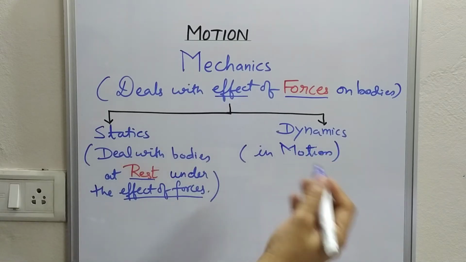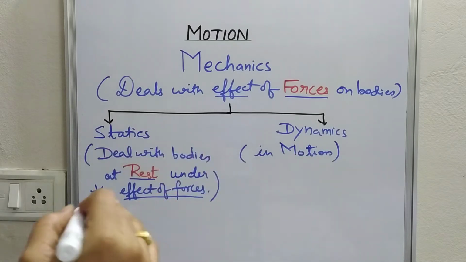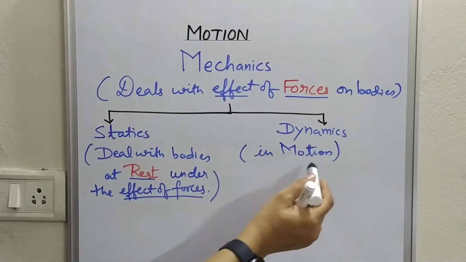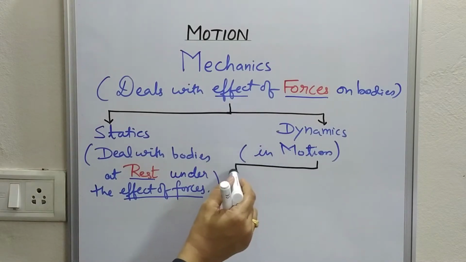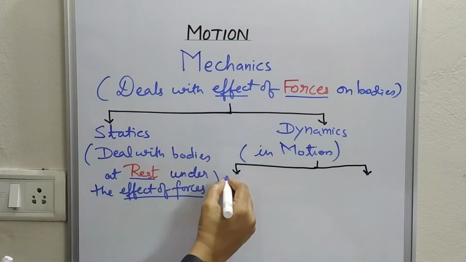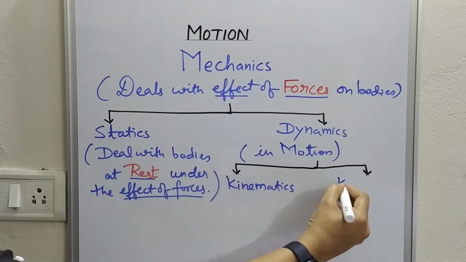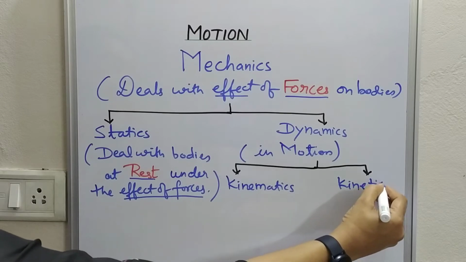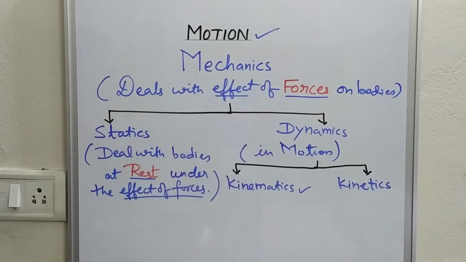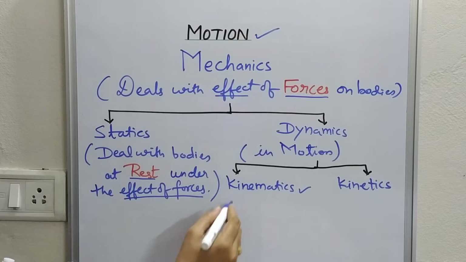Very obvious, an object will be set in motion or will be in motion when some forces act on it. Dynamics can be further classified as kinematics and kinetics. Kinematics is what the chapter is under study. We are right now studying the chapter motion, which comes under kinematics.